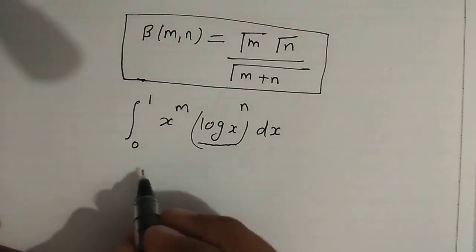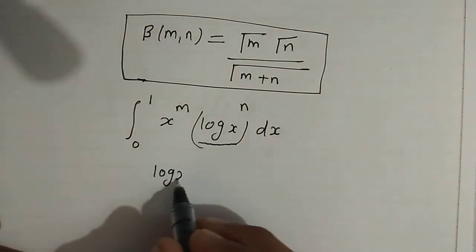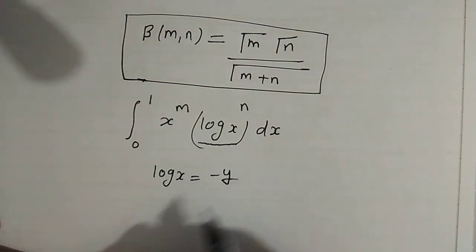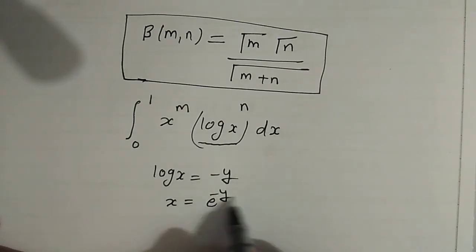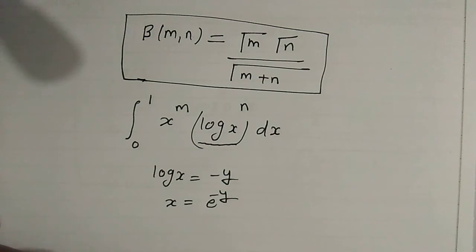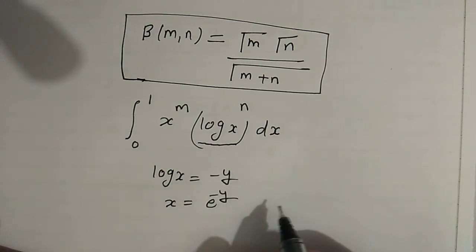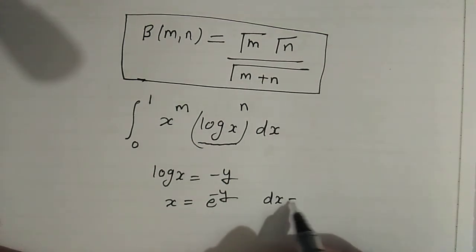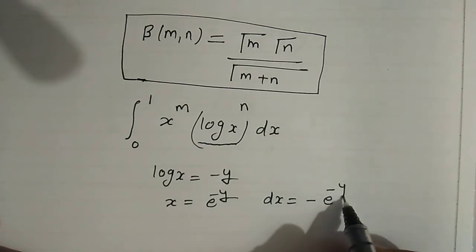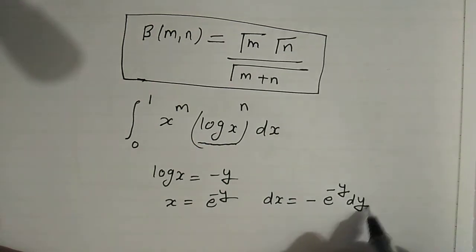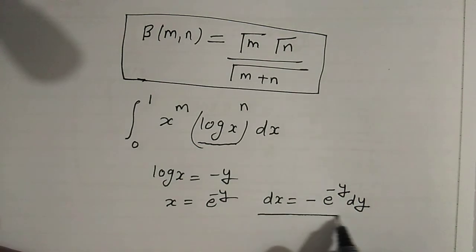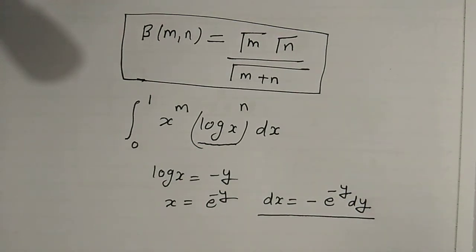So let me define log x equal to minus y. So x equals e power minus y, and dx equals minus e power minus y dy. I am trying to convert this integral in terms of beta and gamma function.